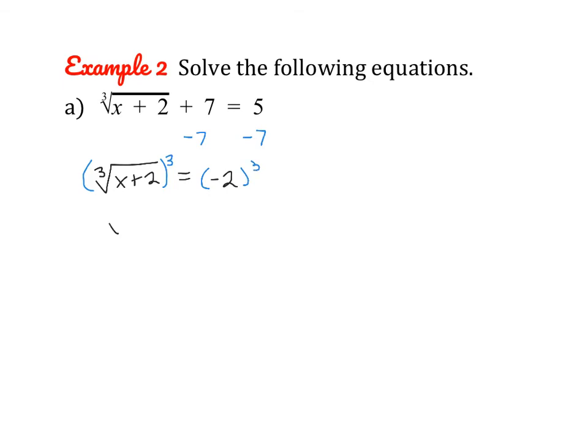And that leaves us with x plus 2 equals -8. And then last step to finish solving, subtract 2 from each side, and we get x equals -10. Now, if you wanted to substitute this into your equation, you could, just to see if your answer was correct. But again, we don't have to check it. We shouldn't be getting any extraneous solutions with cube root equations.